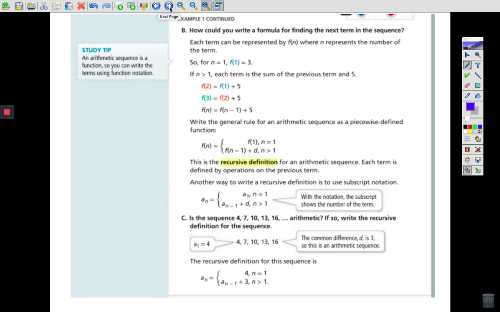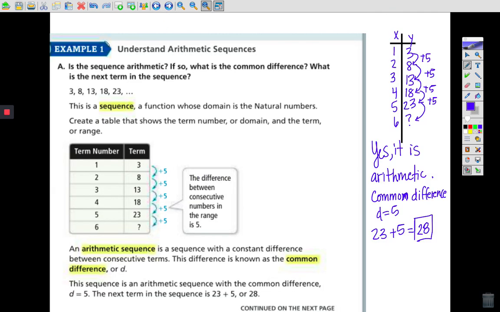And this asks us, how could we write a formula for finding the next term in the sequence? They've come up with this whole big way to write the formula, but this is what we refer to as a recursive definition. Above example 1, above where it says try it in your notes, I want you to write the recursive definition. So I wasn't going to read through all that. I'm just going to tell you what this formula is, okay? So the recursive definition.